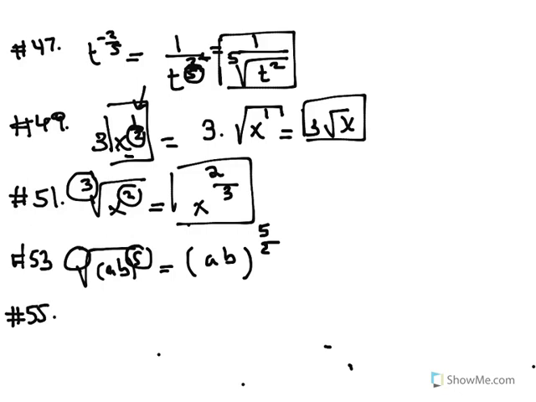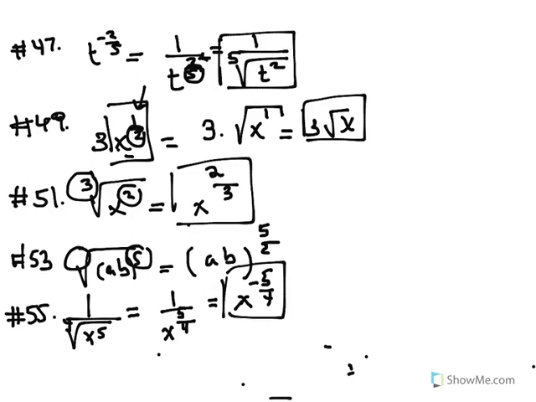Okay, so let's go with number 55. In number 55, I have 1 divided by the fourth root of x to the fifth. Now what I'm going to do is take my 1, and that's going to be x to an exponent. The 4, the root, is going to go below, and the 5, the power, is going to go at the top. I can also write it as x to the negative 5/4, because this number is in the denominator.